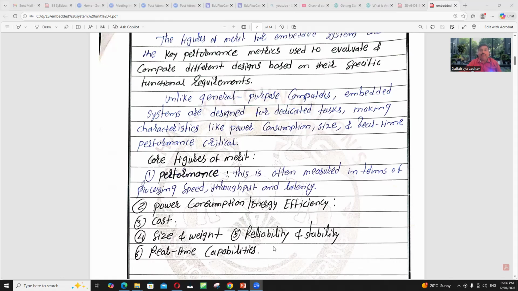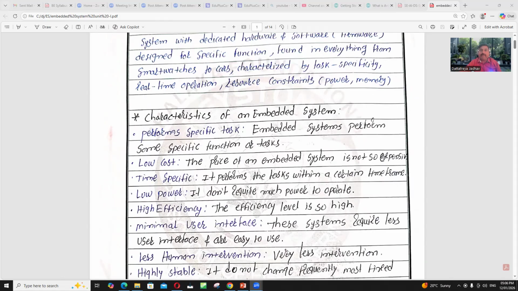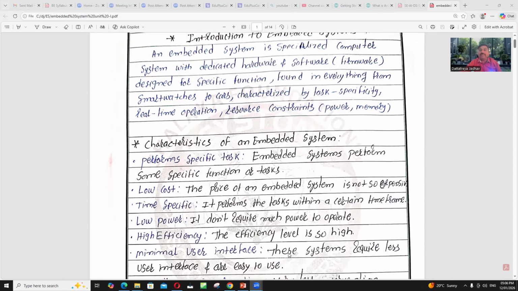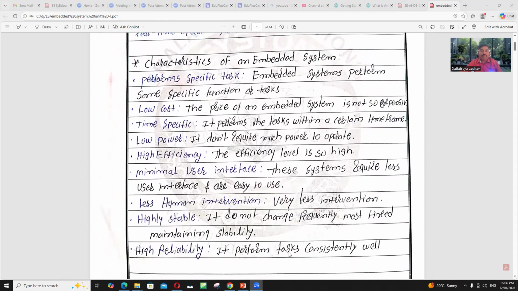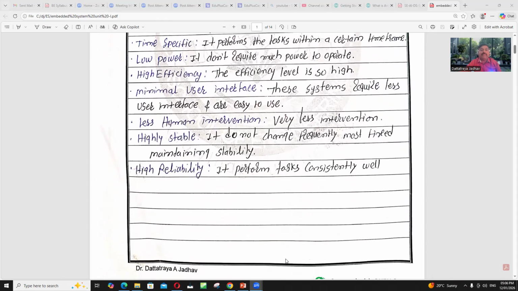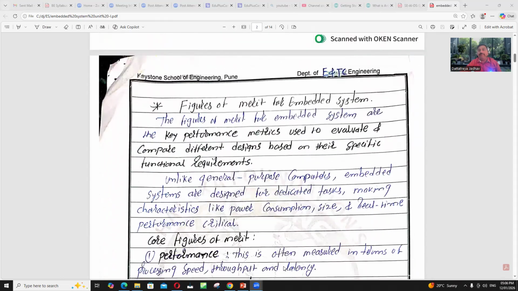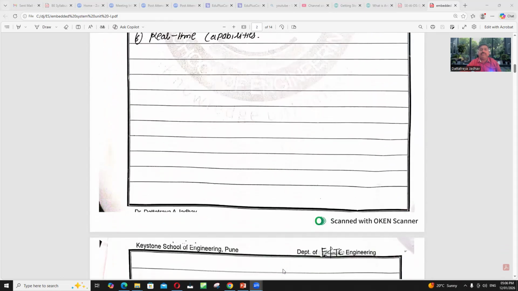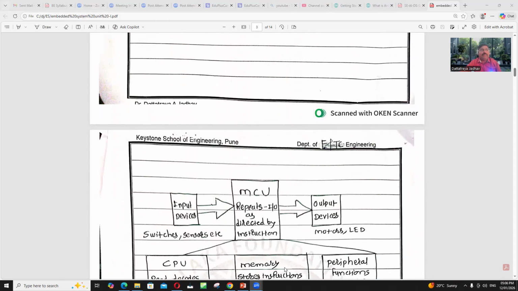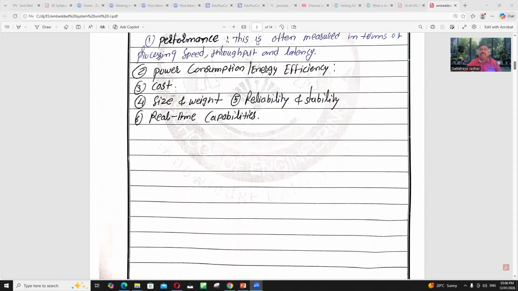So today we learned about the basic concepts related to embedded systems and the characteristics of embedded systems, what parameters they consider, and then the figures of merit. In the next lecture we start with the actual elements of an embedded system. We stop here today.